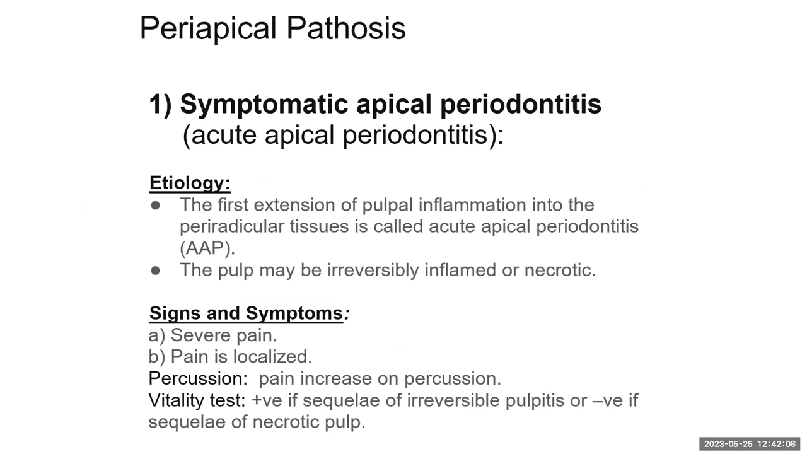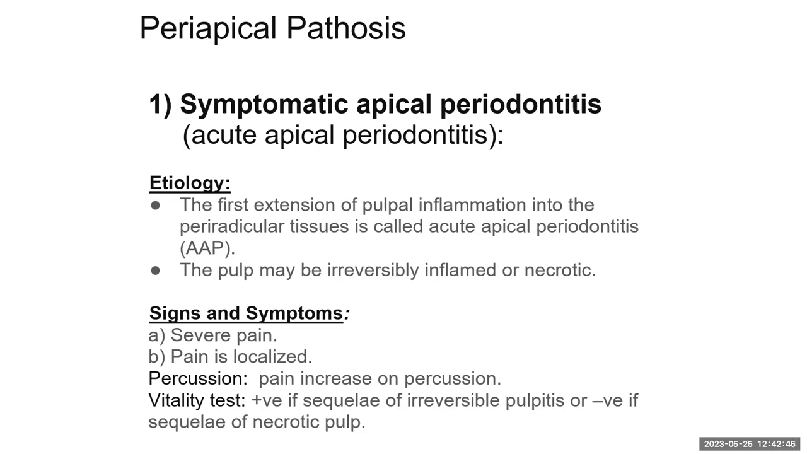The first type is symptomatic apical periodontitis, or what's known as acute apical periodontitis. It's the first extension of a pulpal inflammation to the periapical area. It might be a sequel to irreversible or necrotic pulp. According to it, the signs and symptoms: usually it's a sequel of an irreversible pulpitis. It's characterized by severe pain. Here, the pain will be localized, so I will be able to differentiate it from irreversible pulpitis.